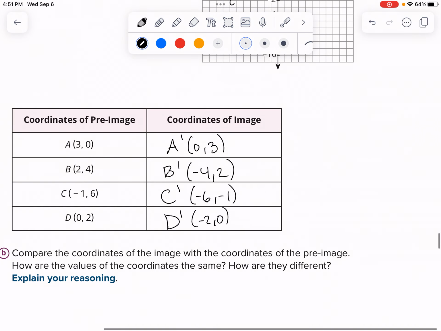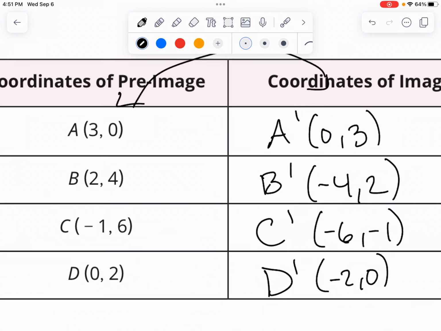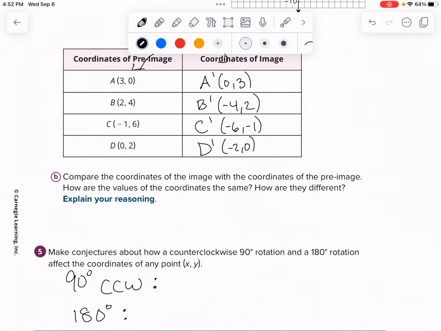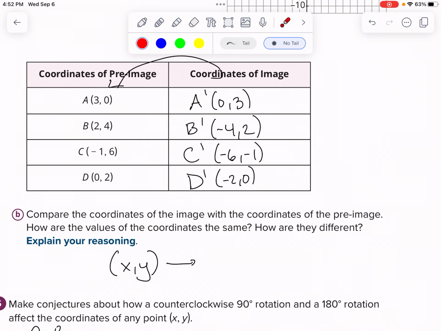Okay. Now looking at this and comparing it with what we have over here, right? Hopefully there's something that we notice, right? There is some switching of the X and Y's. There's some changing of some signs. But let's go ahead and put that for B. Compare the coordinates of the image with the coordinates of the pre-image. How are the values of the coordinates the same? What this is, any point X and Y, right? I can see here what's happening. See how it's 3 and then 0? It's 0 and then 3. So there's some switching happening here. So let me switch them. So instead of x comma y, it's y comma x.